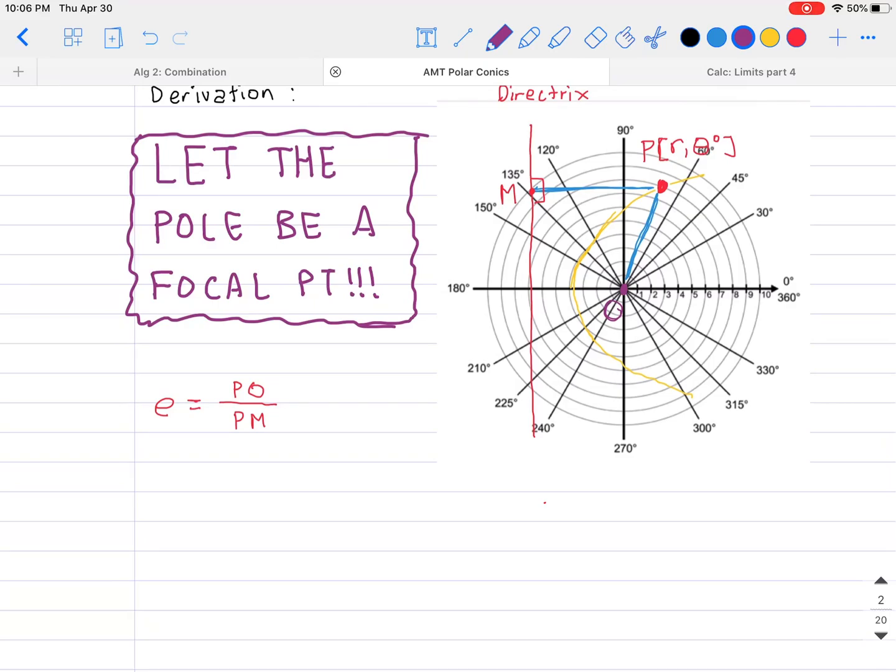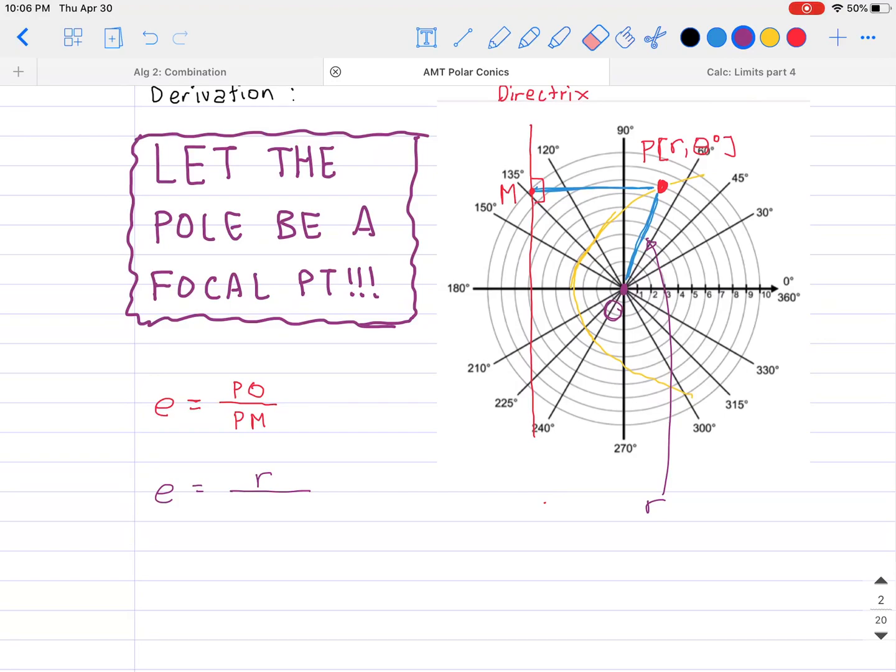So first start with PO. Because this is in polar coordinates, the length of PO right there is really just R. Remember, this is in polar form, right? So that's just the radius, which represents the distance from the origin to that point. So we can go ahead and replace PO with R. Then that's going to be divided by PM.